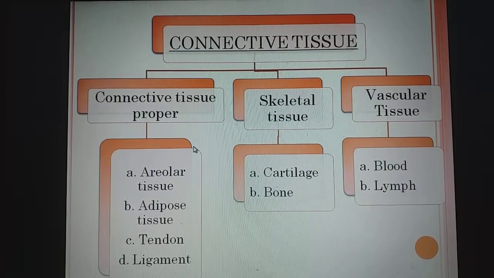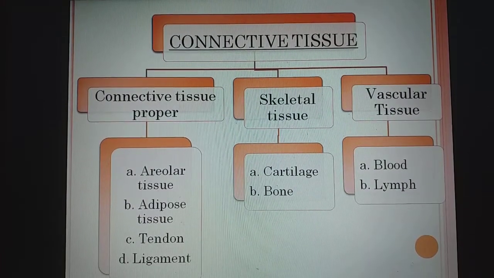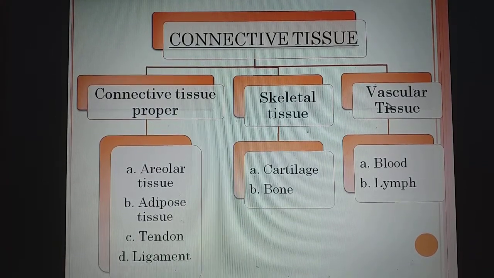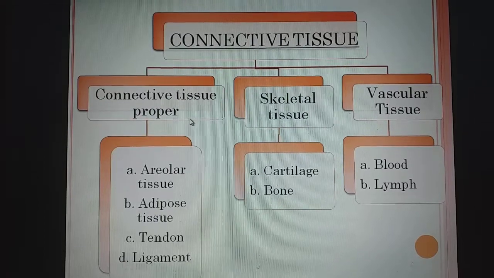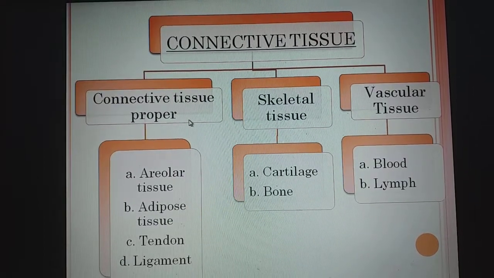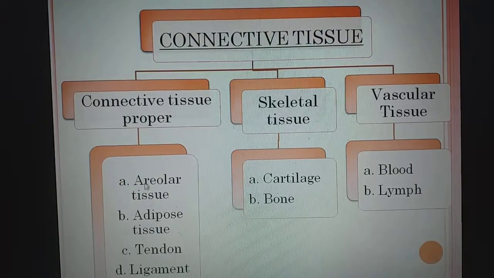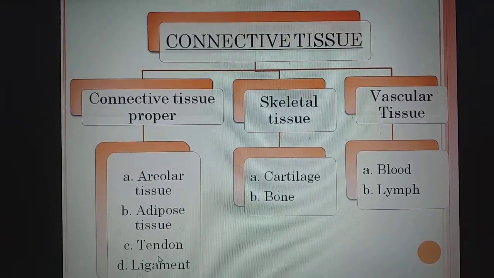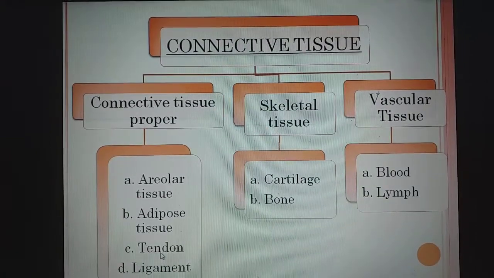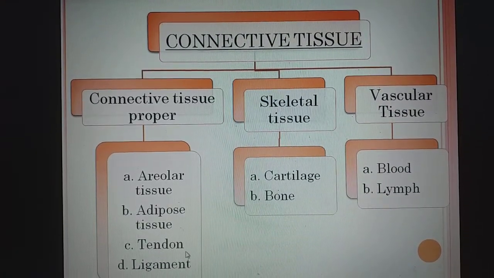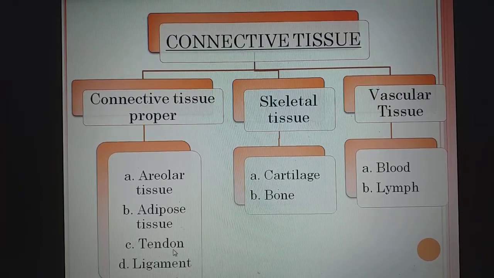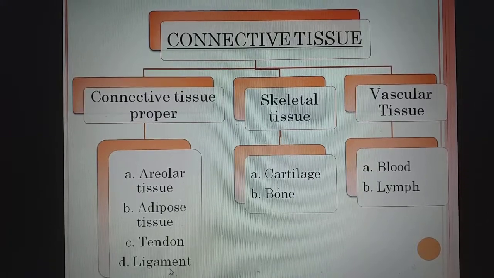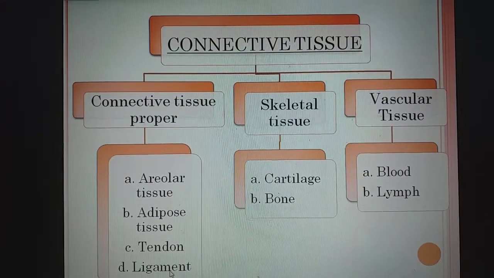Connective tissue, on the basis of the matrix, is of three types: connective tissue proper, skeletal tissue and vascular tissue. Connective tissue proper means where the matrix is jelly like. Examples are areolar tissue, adipose tissue, tendon and ligament. These four we have already done. In the last video we completed the tendon and the ligament. Tendon is the connective tissue which joins muscle to bones, whereas ligament joins bones to bones.